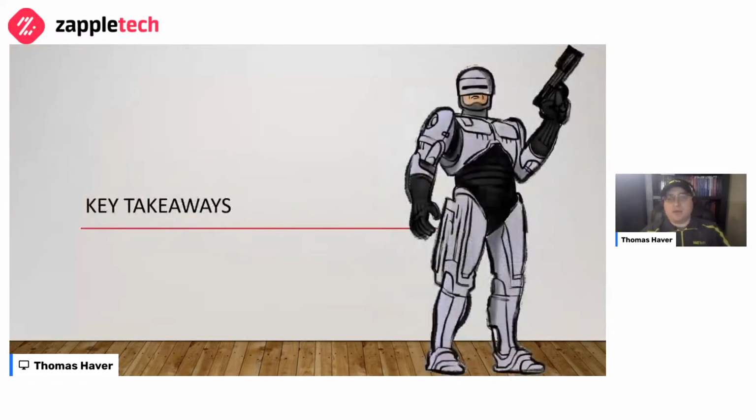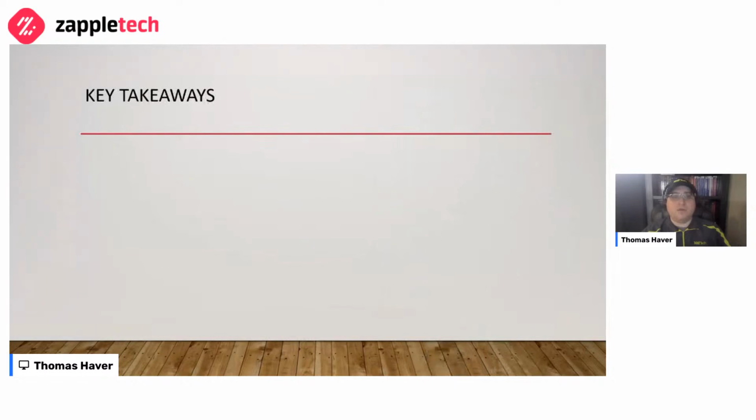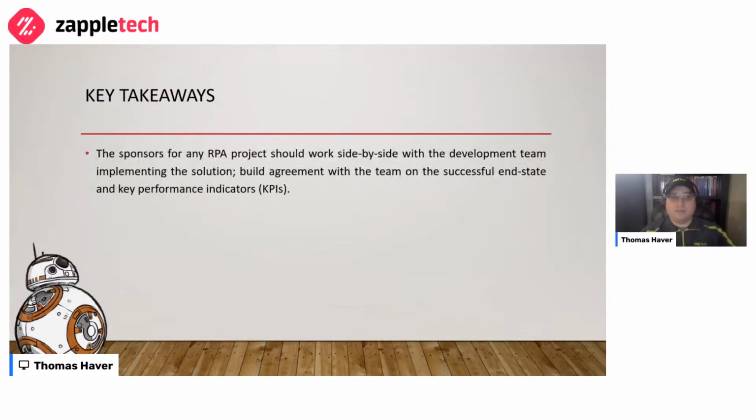What are some of the key takeaways we've had in today's session? Well, there's a few things that we need to keep track of. One of those is simply that anytime you have people that are sponsoring POC for an RPA project, you need to have those sponsors work side by side with the development team in implementing the solution. So you can build a shared understanding on what success looks like and what are those key performance indicators.